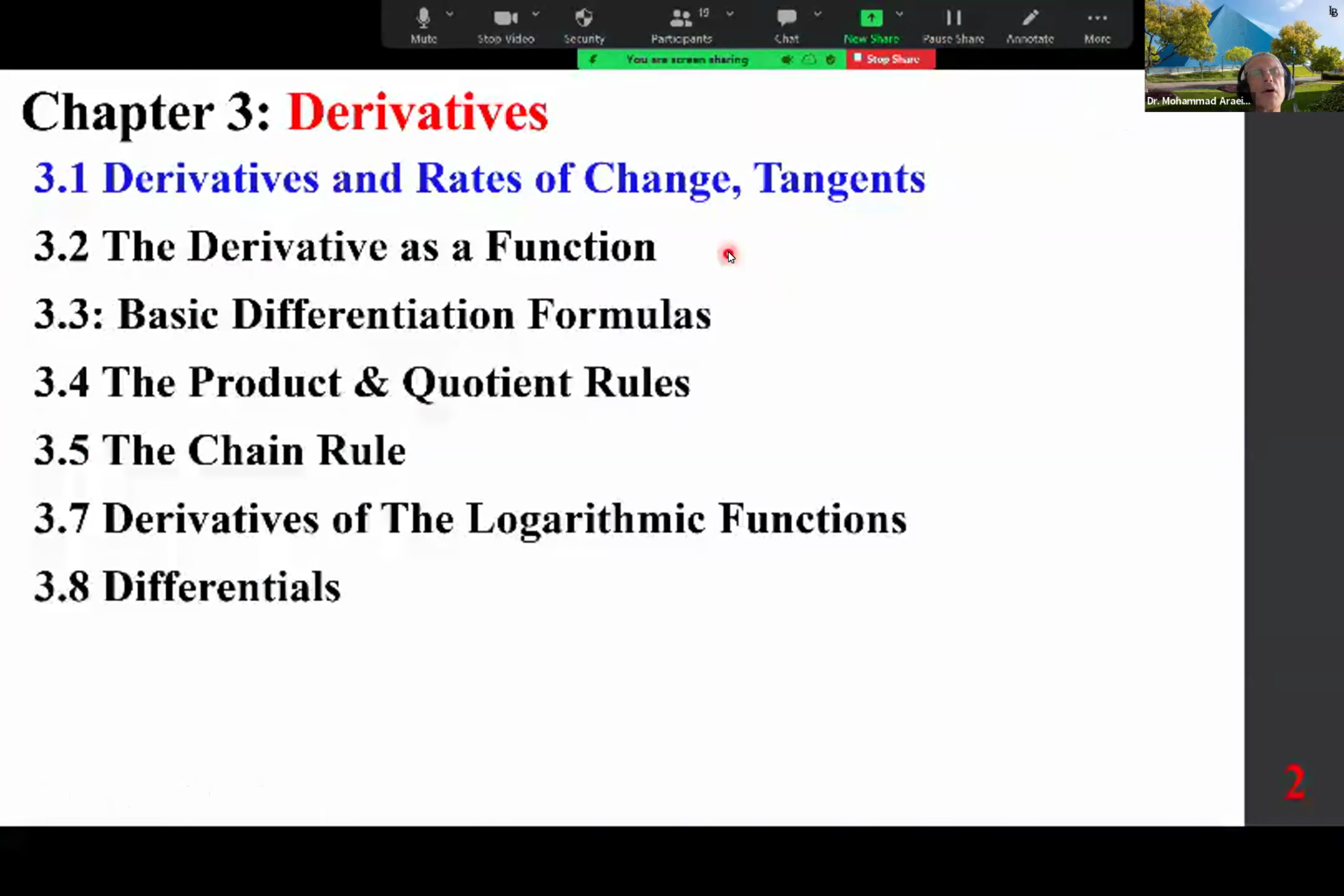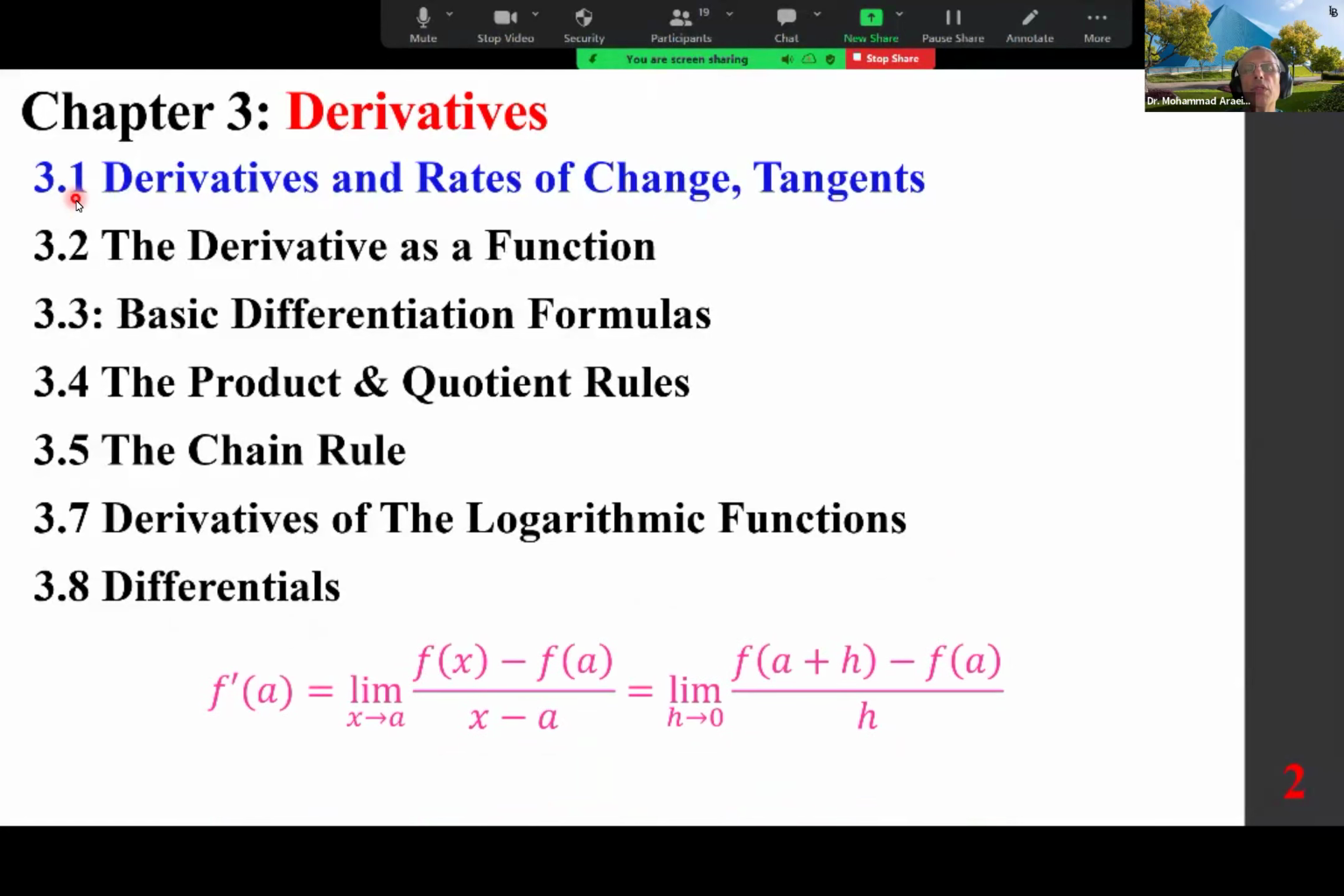The derivative as a function, basic differentiation formulas, the product and quotient rules, the chain rule, derivatives of the log functions, differentials. In these two sections, we go with the definition. As of section 3, we go with basic differentiation formulas. We cannot use them yet, and we're going to use one of these formulas, which will be discussed shortly.